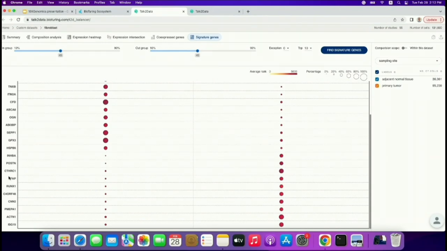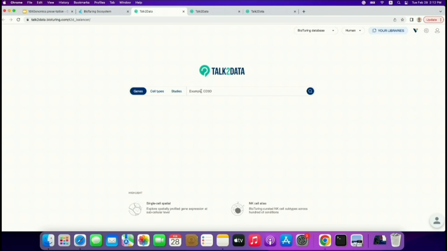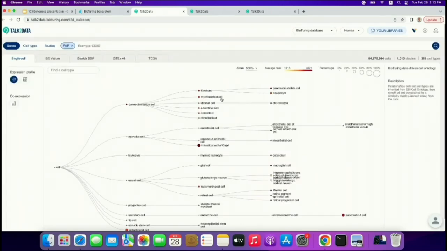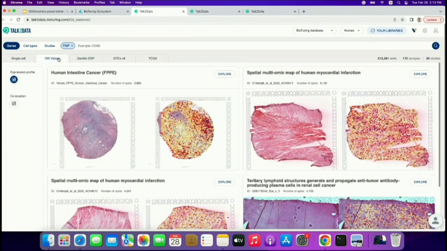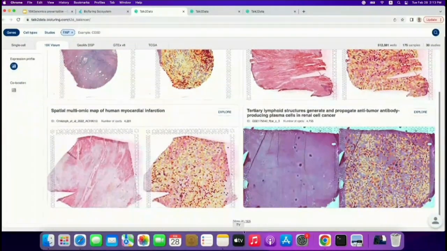This is the fibroblast-activated protein, right, at the primary tumor. Let's try to search for that gene, FAP. You search for a gene, you know that it is expressed quite a lot in fibroblasts. But let's click on 10x Visium. Now it is on the slides from 10x Visium data here. You can see on the left actually two parallel panels. On the left is the histology image. On the right is the histology image superimposed by the expression grid. Let's go to one more.